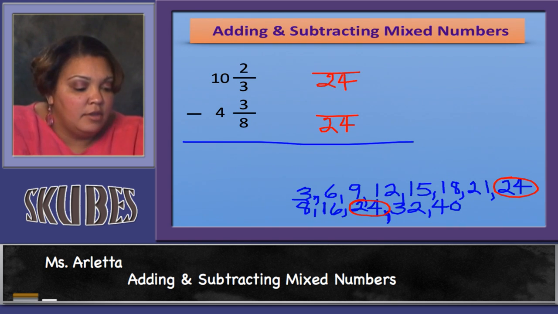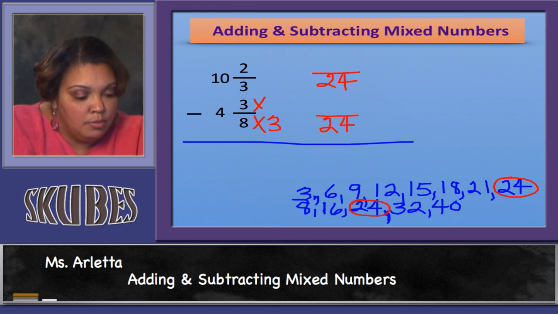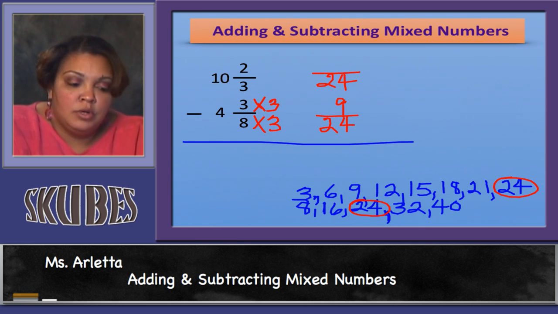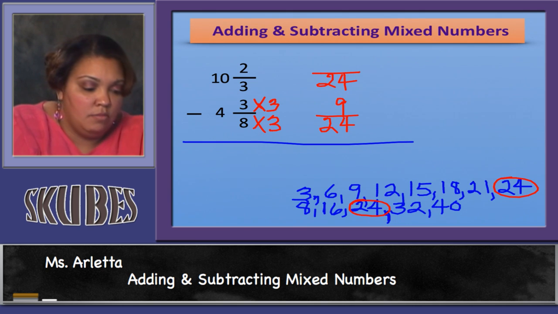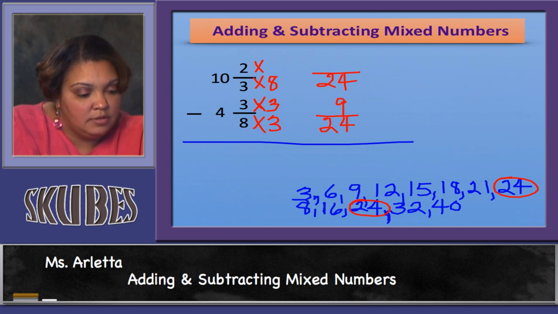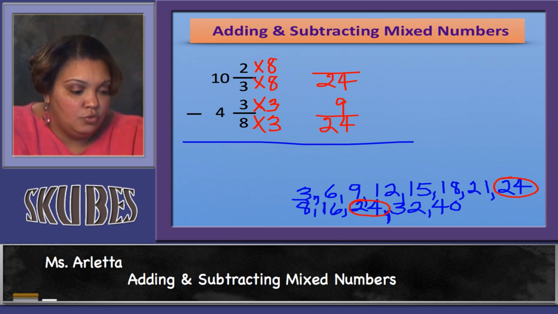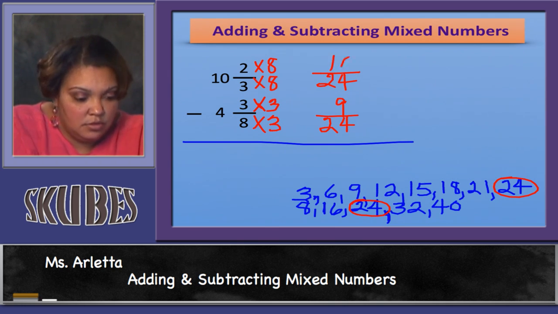Okay, we know that 8 times 3 is 24. And if we multiply times 3 on the bottom, we must multiply times 3 on the top. 3 times 3 is 9. 3 times what number is 24? 8. 3 times 8. And we have to multiply times 8 on the top. So 2 times 8 is 16.